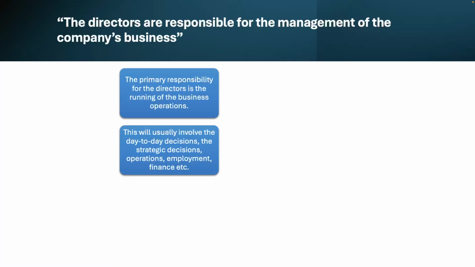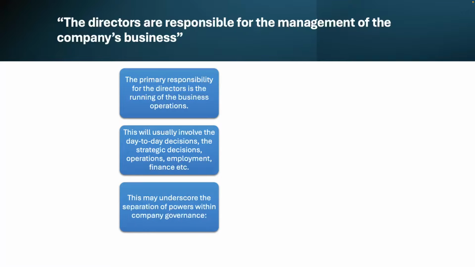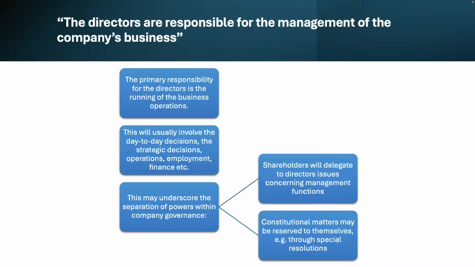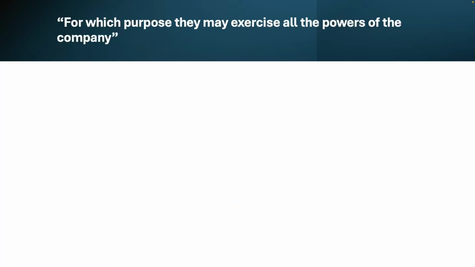They may delegate that power, but the directors are responsible for that management. And what this underscores is the separation of powers that we see in corporate governance. You have, for example, shareholders or members that can allow directors the management function, while also reserving matters of constitutional or fundamental importance to themselves. So, for example, through things like a special resolution, something that we will get to in a future lesson.